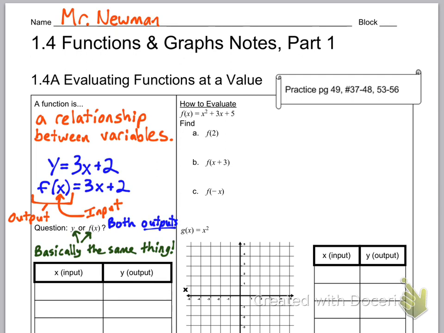Notice this parentheses, this does not mean f times x. That's a mistake a lot of students make. It's a different mathematical operation, and I kind of hate how it's written. I wish there was another way to write it, but that's the way mathematicians have been doing it, and so we just have to wrap our mind around that's not multiplication, that's function notation.